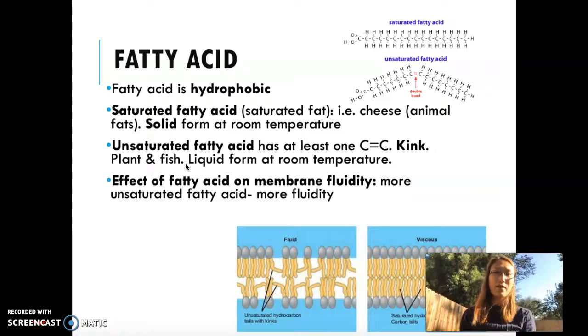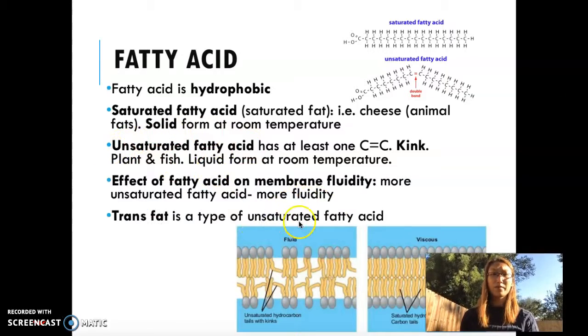In comparison, if you have fish living in cold water, for example, then it will have more of the unsaturated fatty acid because at cold temperature, things become solid more easily. So you want more liquid. You want your cell membrane to not become too solid. So you'll have more unsaturated fatty acid in the cell membrane as a result. Another example of unsaturated fatty acid is trans fat.